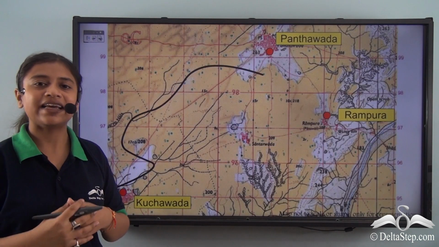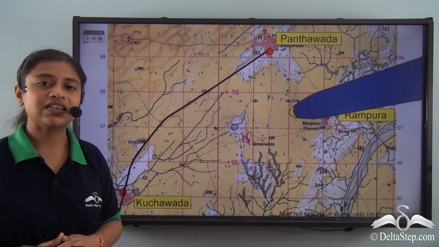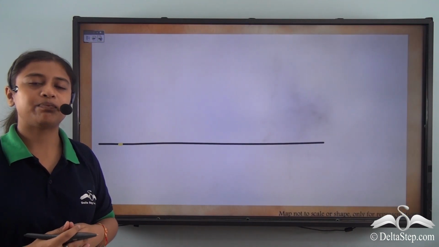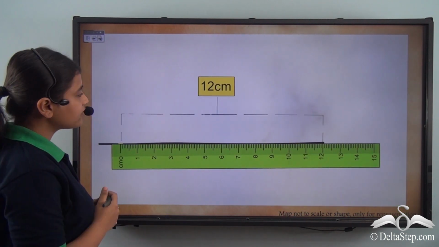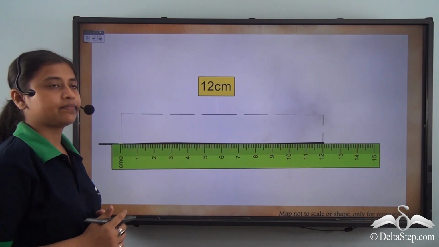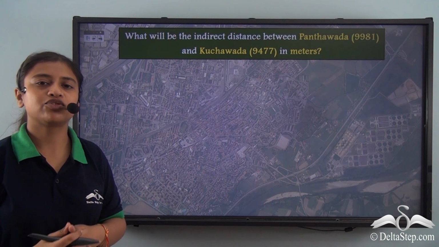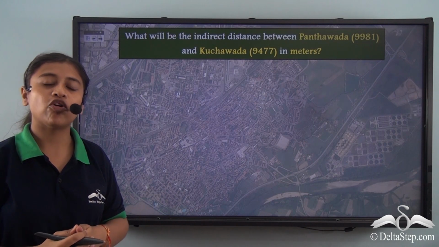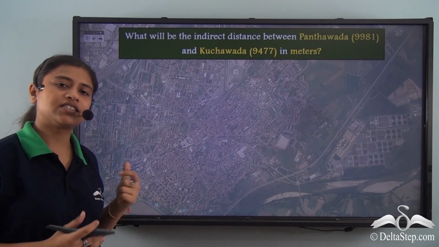Now to find the indirect distance between Panthavada and Kachavada, we take the help of a single thread. This single thread is placed on the cart track that is between them. After that, we take the thread and place it near a scale. We saw that the measurement came up to 12 centimeter. So 12 centimeter on the map was the indirect distance between Panthavada and Kachavada.